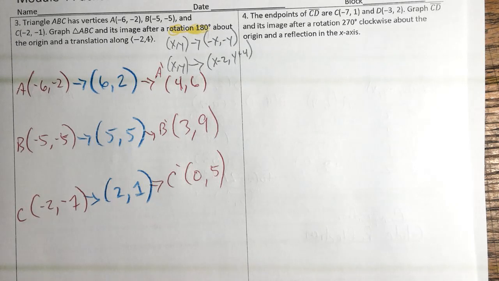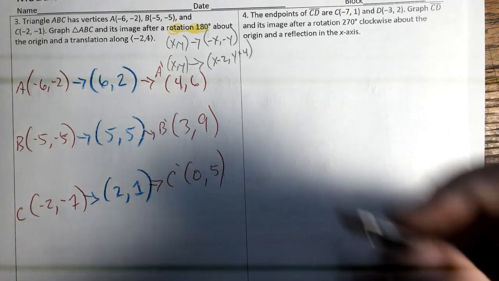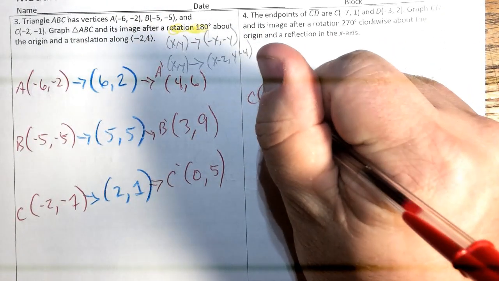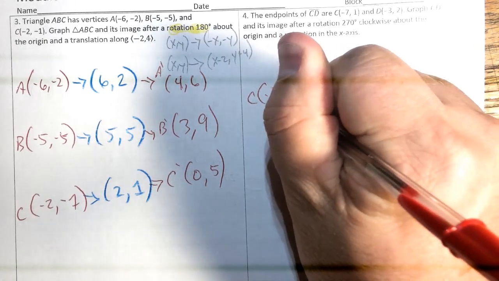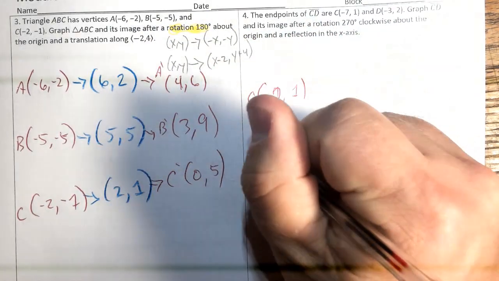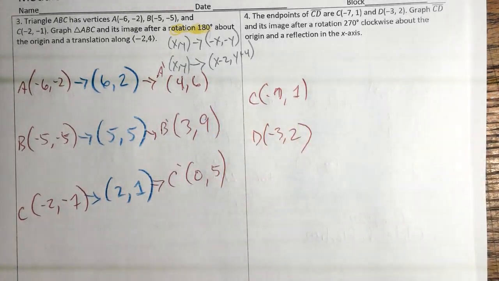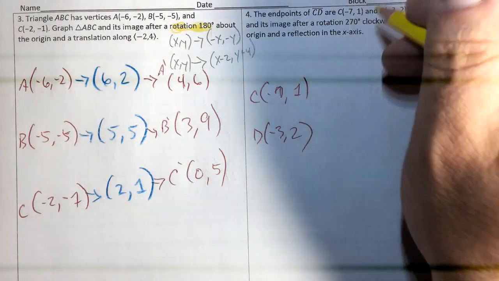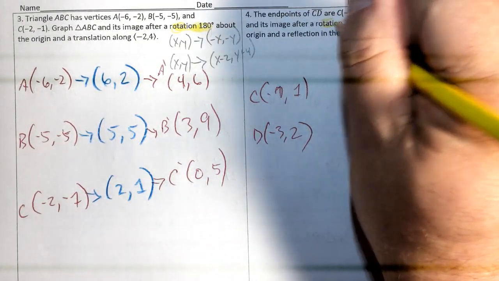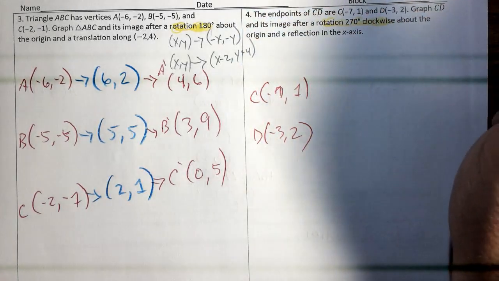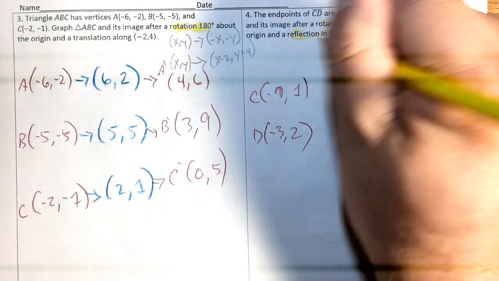All right, number 4. Again, I'm not going to graph this, so we're just going to do the 2 points because it's a line segment. But the endpoints of CD are, I'm just going to go ahead and do this. C is negative 7, 1, and D is negative 3, 2. So I'm going to graph this line segment after a rotation 270 degrees clockwise, and then a reflection in the x-axis.